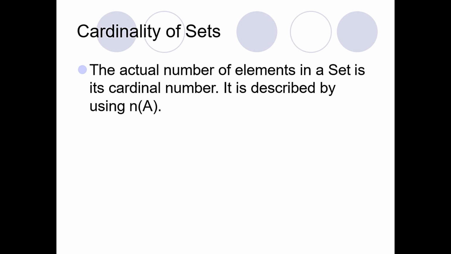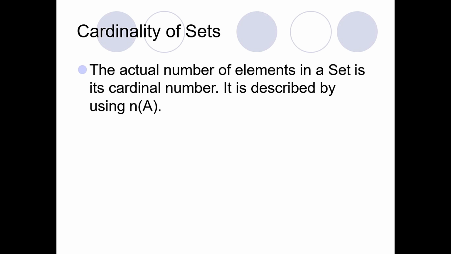Now let's go to the cardinality of set. Now this part is not actually a type of set, but it is a very essential part of sets. Now what is the cardinality of sets? The actual number of elements in a set is known as its cardinal number. It is described by using a small letter n with a quantity A, or n of A, as it is read. So now if you use this denotation n of A, you are considering the actual number of elements in that specified set.